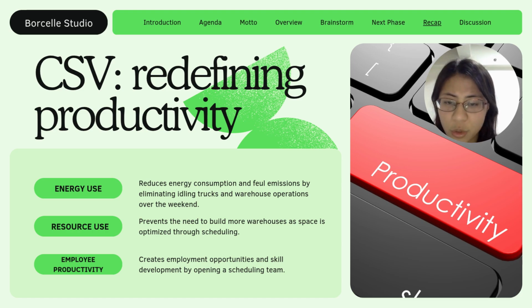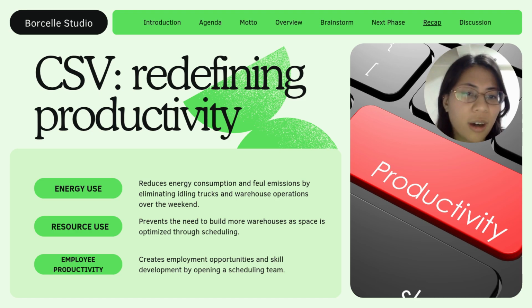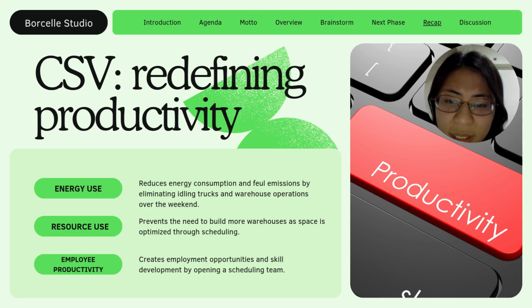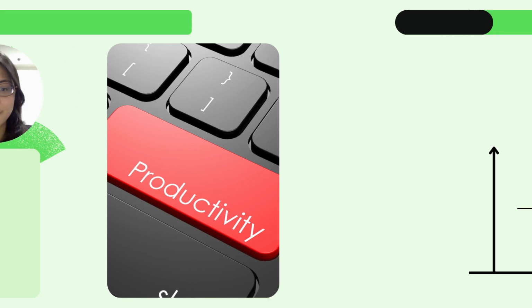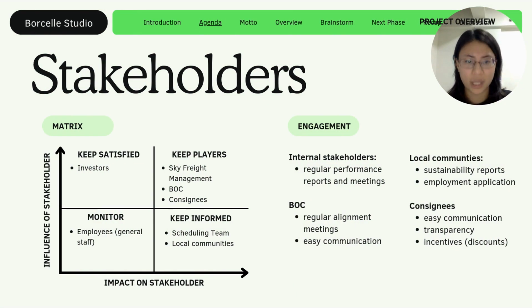Secondly, it tackles resource use by preventing the need to build more warehouses as space is optimized through scheduling. And thirdly, employee productivity. So if ever Skyfreight chooses to hire out externally, it creates employment opportunities and skill development by opening a scheduling team. So now we move on to our stakeholders. So firstly, the internal stakeholders of this intervention are the scheduling team, employees, investors, and Skyfreight management. For the external stakeholders, we have the consignees, BOC, and local communities.